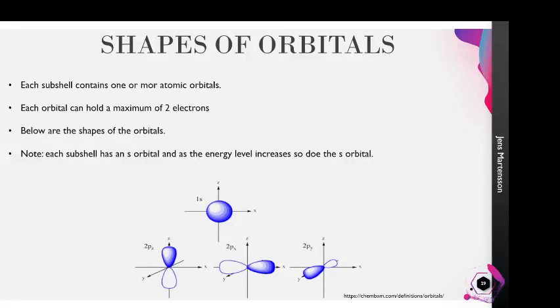So what are the shapes of these orbitals? Each subshell contains one or more atomic orbitals. Each orbital can hold a maximum of 2 electrons, and below are the shapes of the orbitals. It should be noted that each subshell has an s orbital, and as the energy level increases, so does the size of the s orbital.